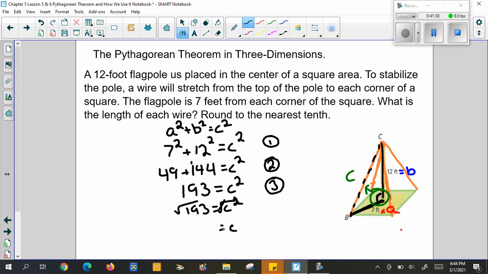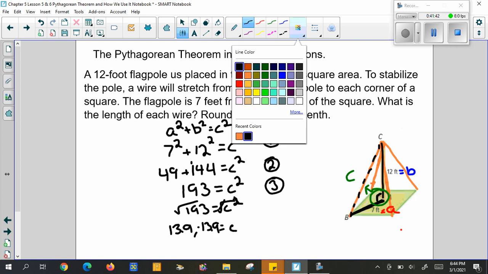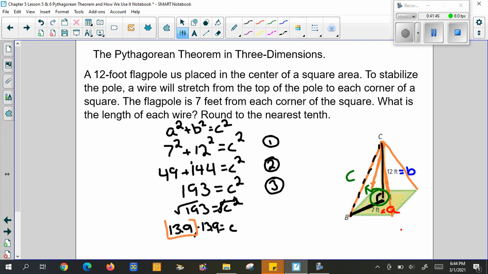Let's see, I get 13.89, so that rounds to 13.9. And I need the positive answer.